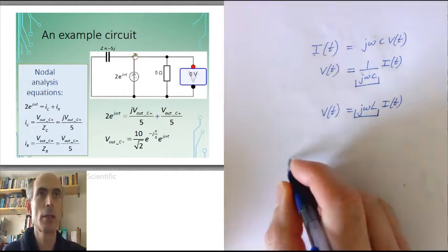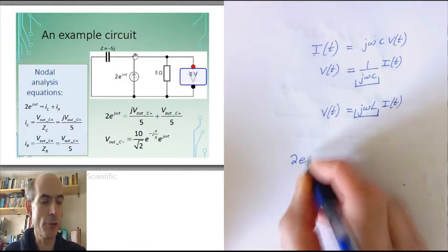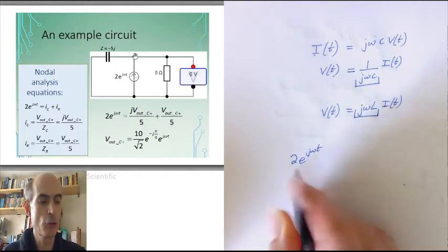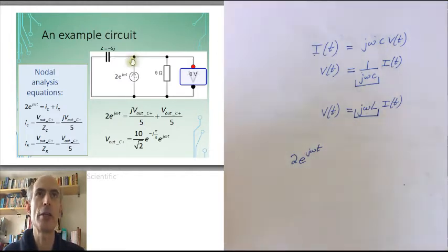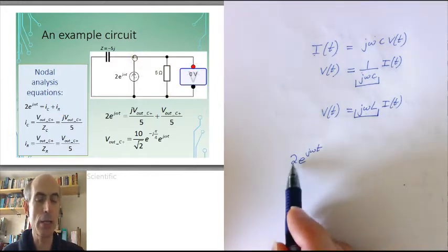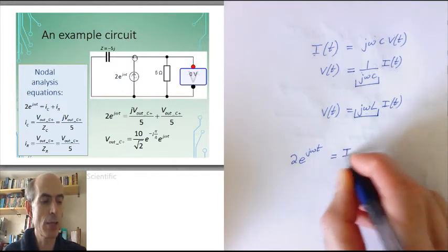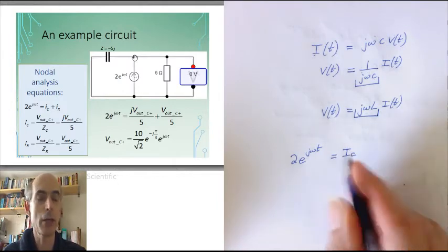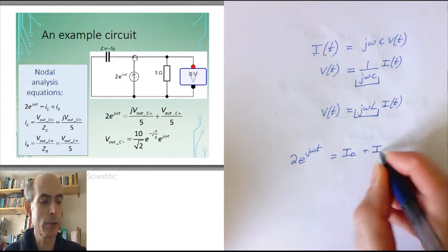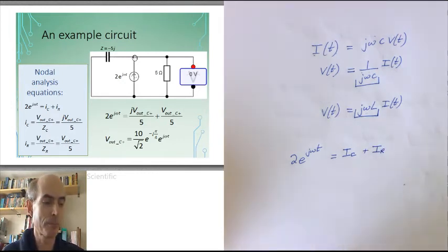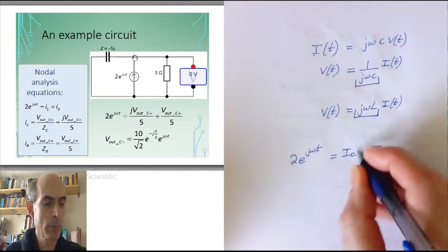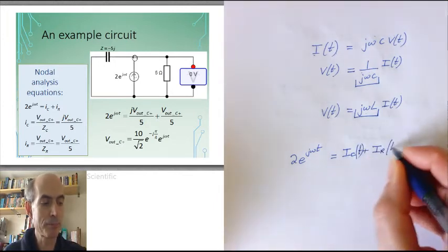current flowing into that node is 2e to the j omega t. So the two currents flowing out, which will be the current through the capacitor and the current through the resistor, must add up to be this current flowing in. I'll call them IC, the current through the capacitor, and IR, the current through the resistor. And they're both functions of time, so I could write them like this.